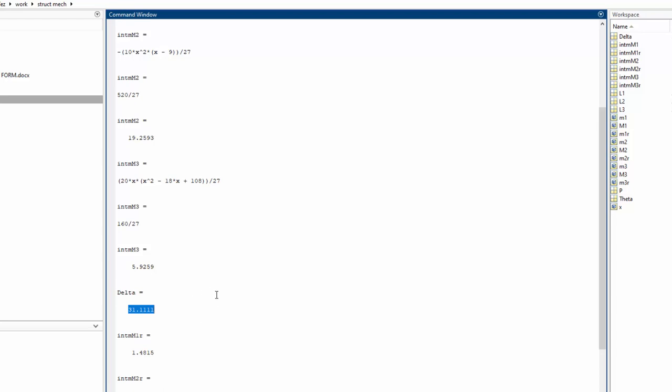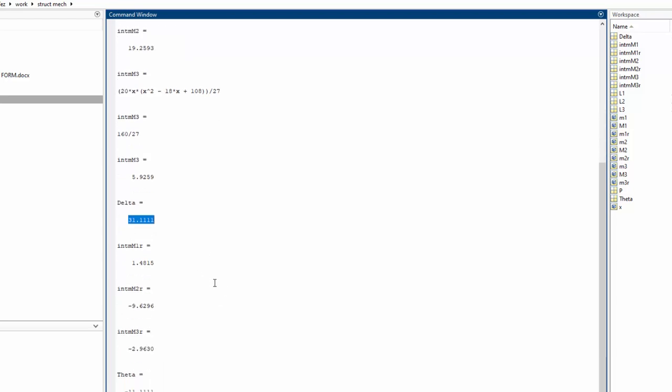If I put numbers in for EI, I can get the actual deflection in millimeters or meters, whatever units you're using. Do the same for the rotations, and I get from my rotation is minus 11.1, so minus meaning it's going clockwise, and 11.1, and that will be in radians. Okay, so that's just a quick run through.